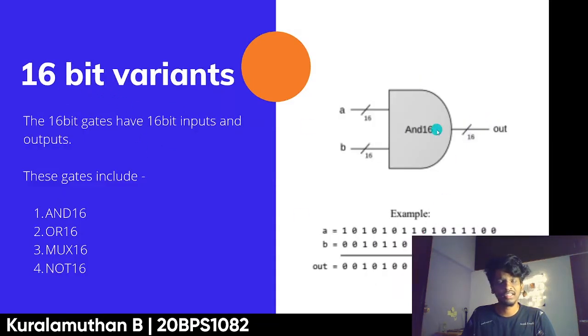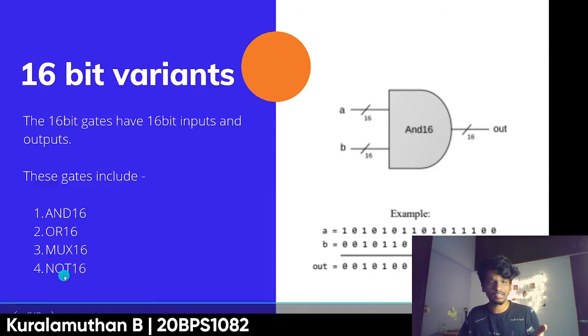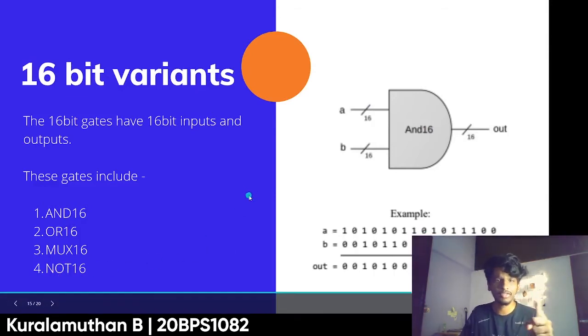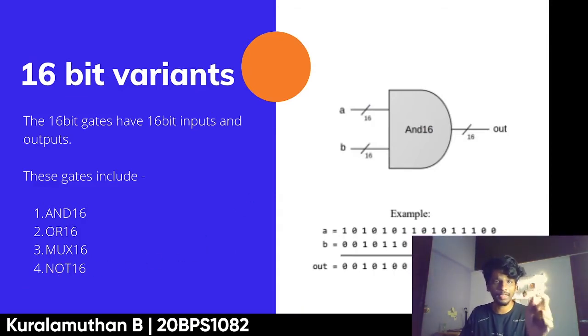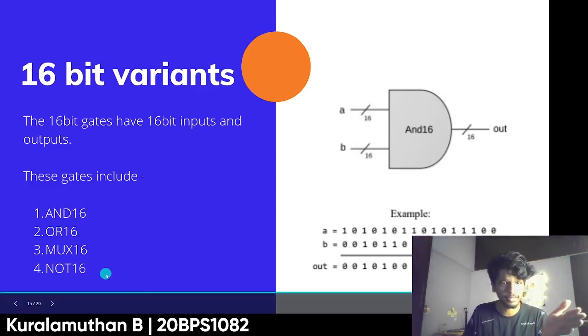So let's go to the 16-bit variants. All the variants that we saw in AND, MUX, OR, NOT were single-bit variants. So there was only one bit in the data line, and only one bit was forwarded out at the output line. But here we are going to do the same, but with 16 bits of data in each input. So there is AND 16-bit, OR 16-bit, multiplexer 16-bit, and NOT 16-bit.